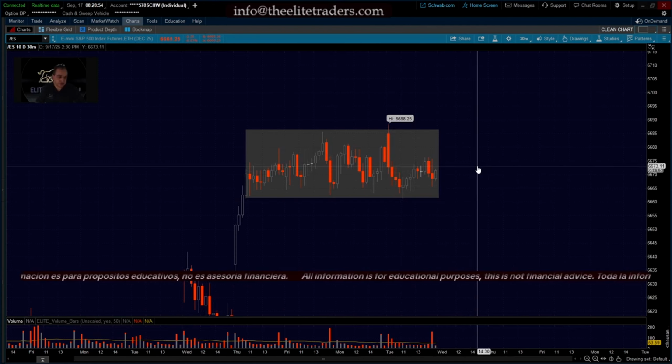But the real price movement is going to come around 2 o'clock when the decision is announced, and that's going to create some movement. But then also the press conference. When the press conference happens, then you're really going to see the rest of the movement happening for the day.